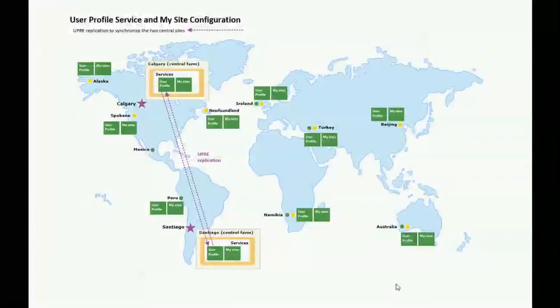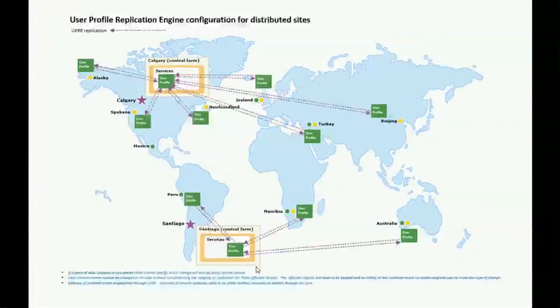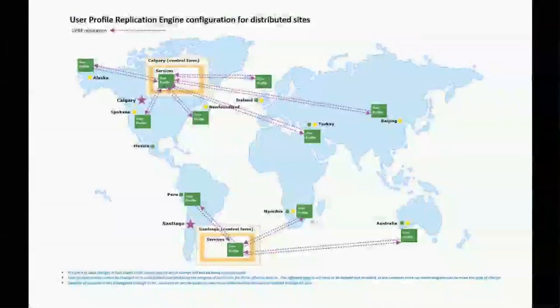You see the 2 central farms, and then at each of the regional farms, I'm going to put the user profile service, and then they want My Sites for their users there. So the first step in making this work is to use UPRE between the 2 central farms. And the next step then is to sync the central farm with the regional farm. So each regional farm is just syncing with one central farm.